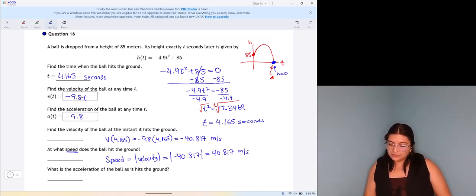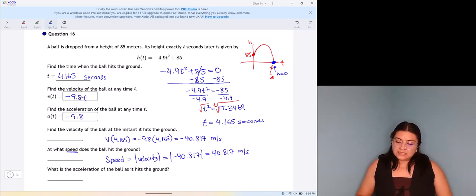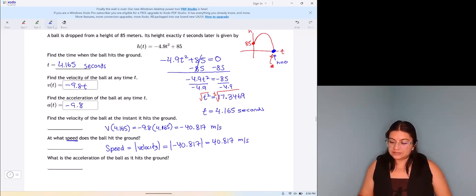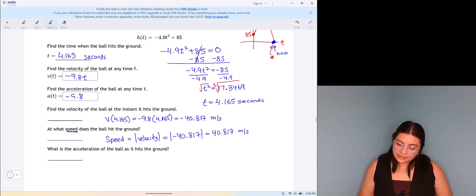What is the acceleration of the ball as it hits the ground? Look at the acceleration function. That is just a constant. There's no t. So this will never change no matter the value of t. In this case, the acceleration at 4.165 seconds is going to remain the same, negative 9.8 meters per square second.